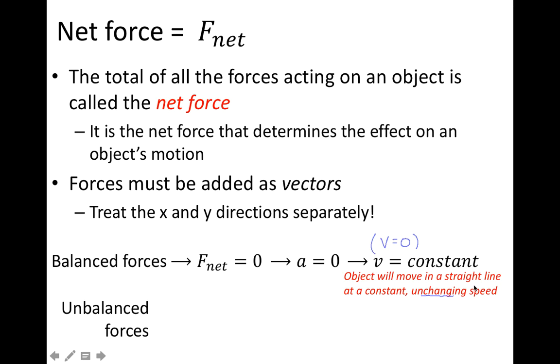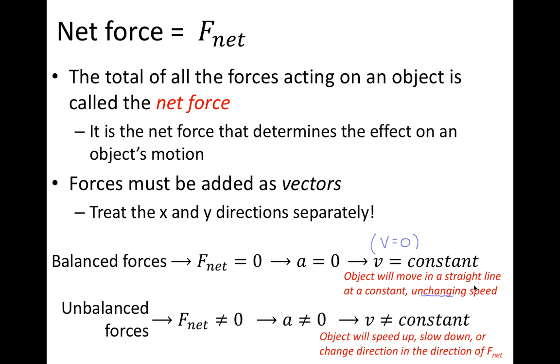If we have forces that are acting in an unbalanced way, then we'll have a non-zero net force. A non-zero net force implies a non-zero acceleration. And a non-zero acceleration means that the velocity will not be constant. It's going to be changing. And there's a few ways for velocity to change. The velocity can speed up, slow down, or we can change the direction. And the direction of it speeding up, slowing down, or changing direction is going to be in the direction of that net force. So it's the net force that determines how the velocity changes.